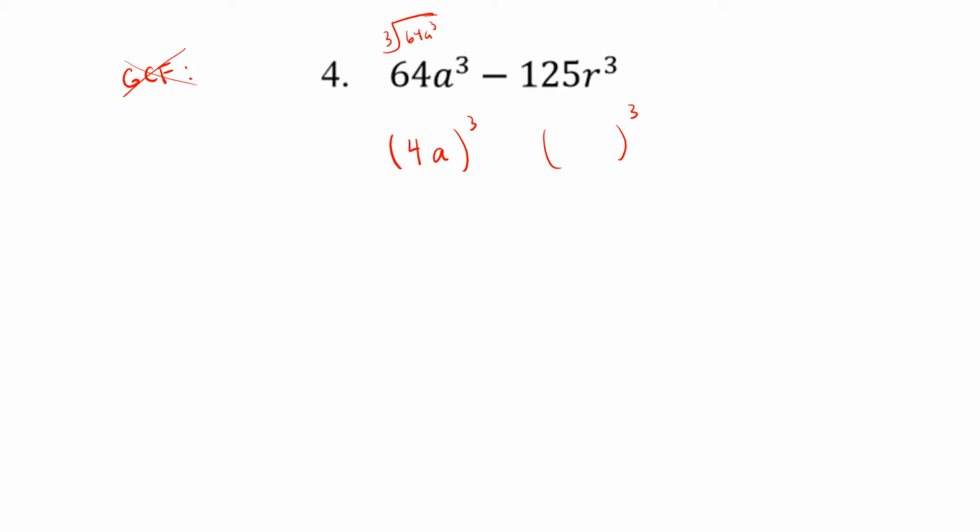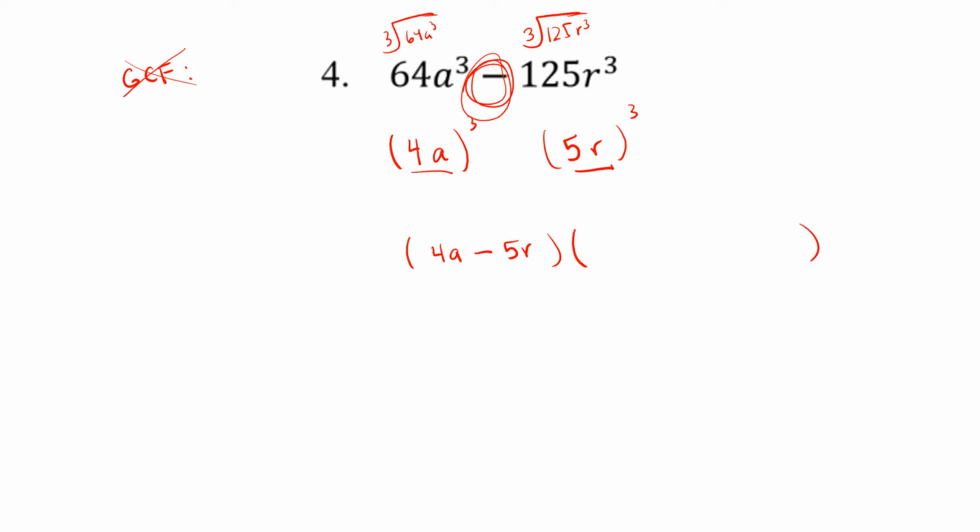For the 125, right? 5 to the third power gives us 125. R to the third power gives us r cubed. Again, you could just do the cube root of 125r cubed there to get that 4a and that 5r, which are our critical pieces for our factors now. Right? Our first factor uses that 4a and the 5r without the cubes, and what goes between them is subtraction, because that original problem is subtraction.